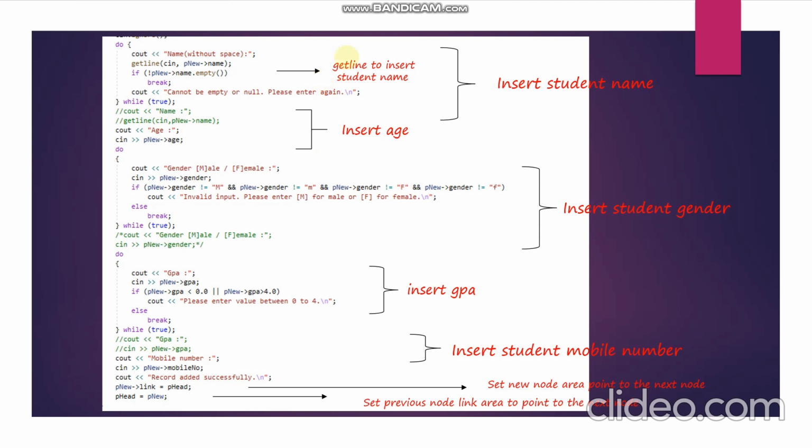Besides inserting the student ID, we have to insert the student name. We use getline to insert the student name, the age of the student, the gender of the student, the GPA, and the mobile number of the student. At the last, we set pNewLink equal to pHead, to set the new node to point to the next node, and pHead equal to pNew, to set the previous link to point to the next node.